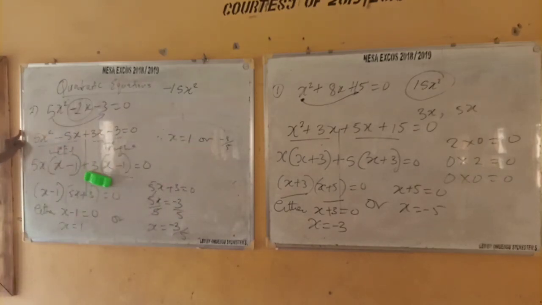So I believe that you are clear about the factorization method. Or do you have a question? Because I want to go into the completing the square method now.